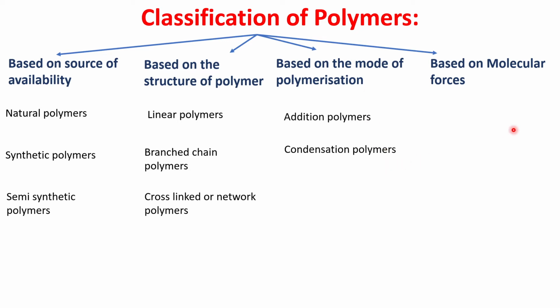And the fourth category, that is based on molecular forces. So based on the molecular forces, the classification could be elastomers, fibers, thermoplastic polymers, or thermosetting polymers. We'll discuss these in detail. So starting with each category, first, starting with the one based on source of availability.